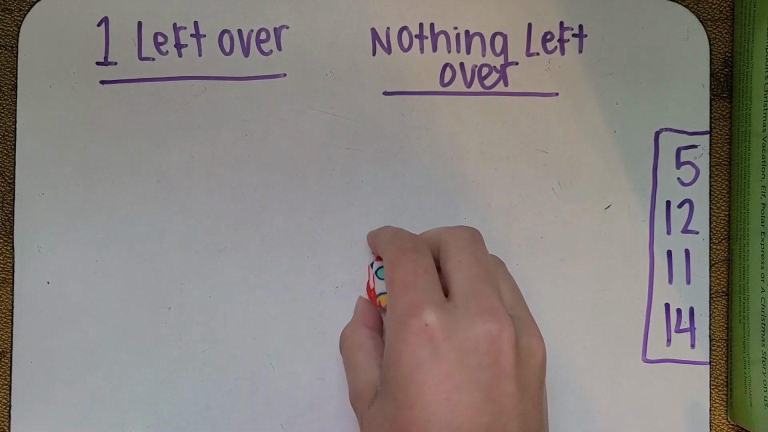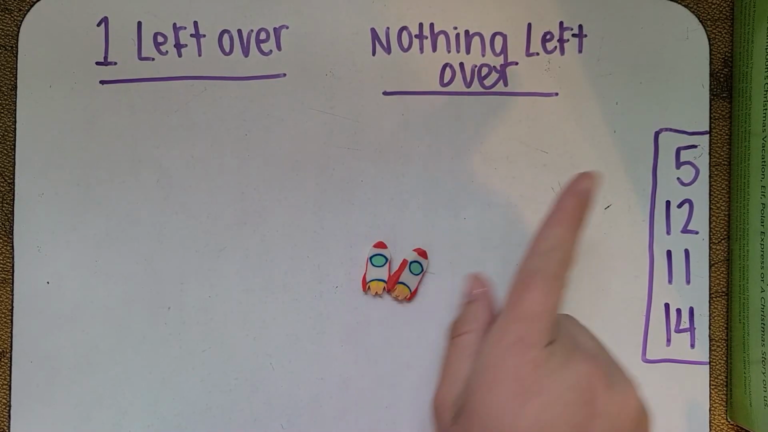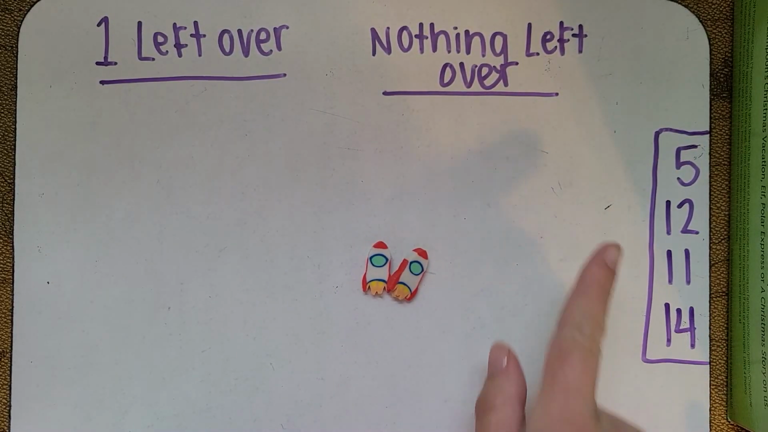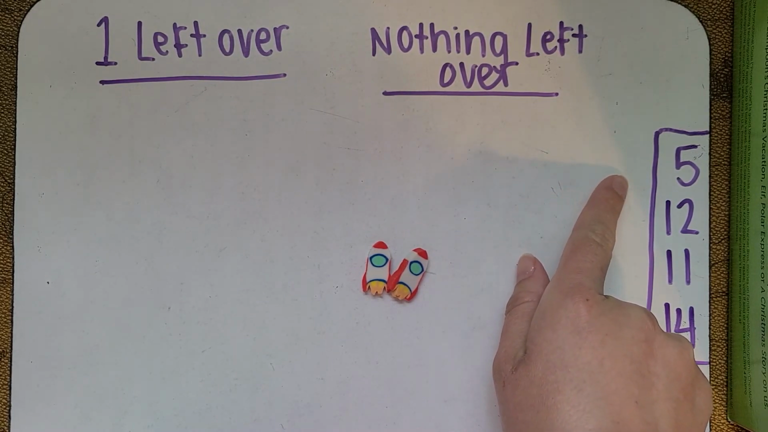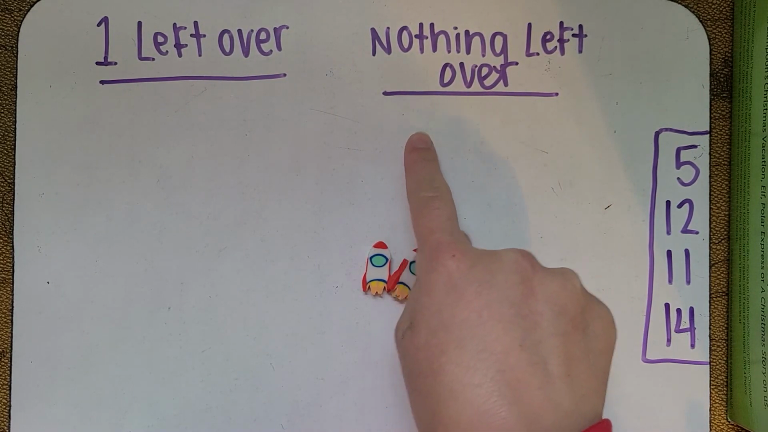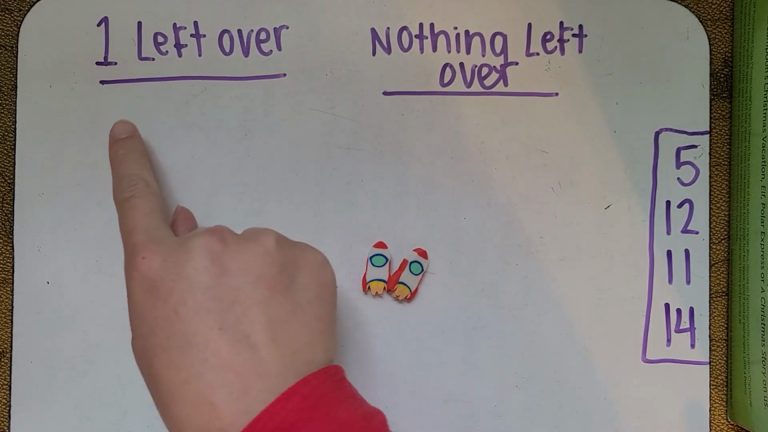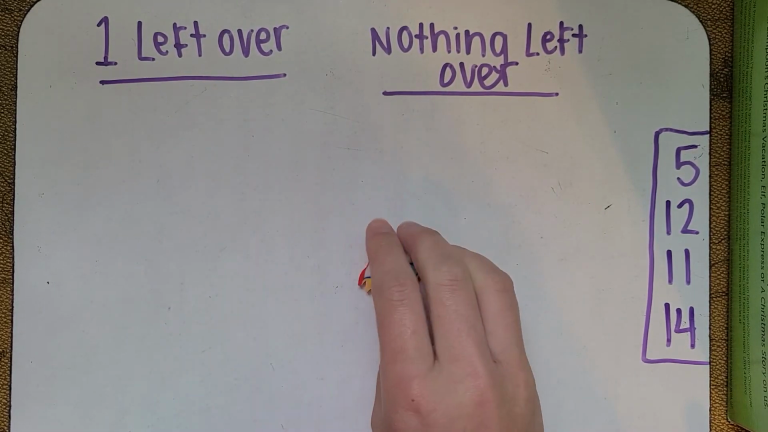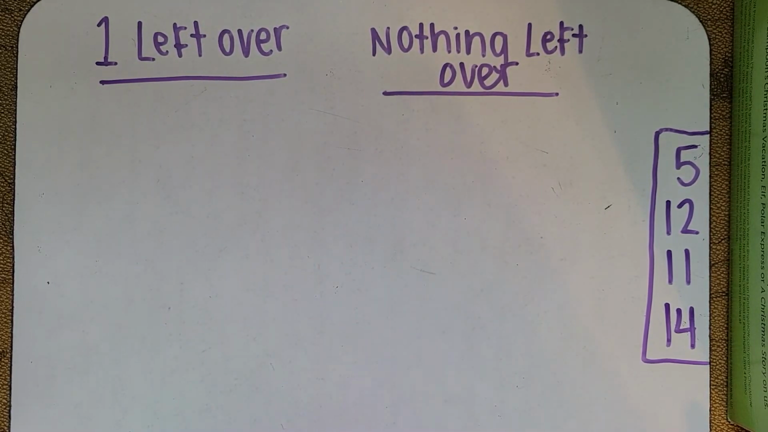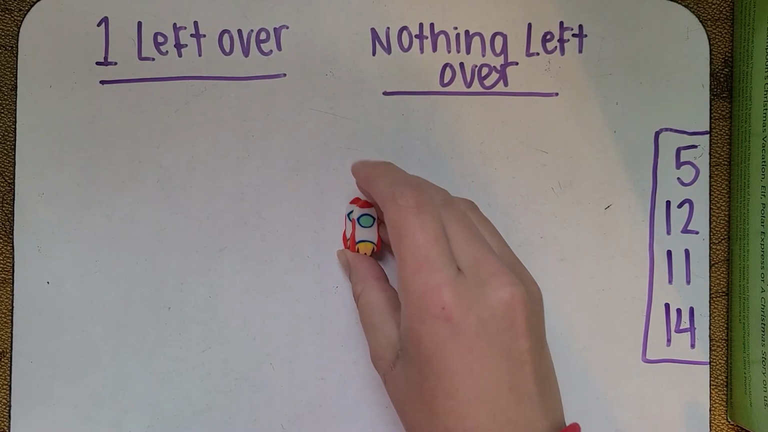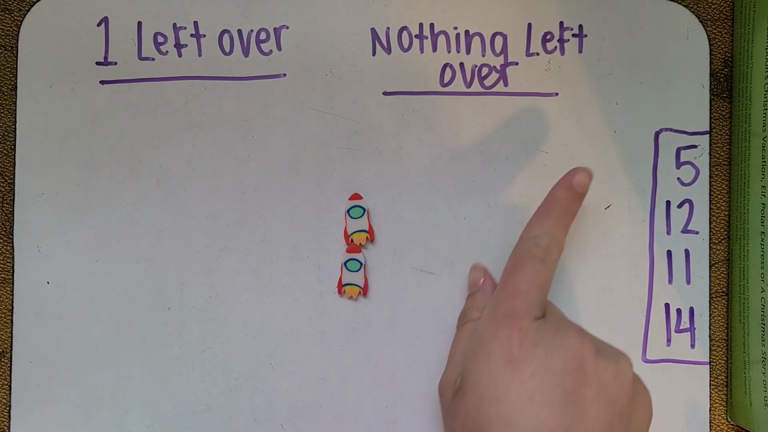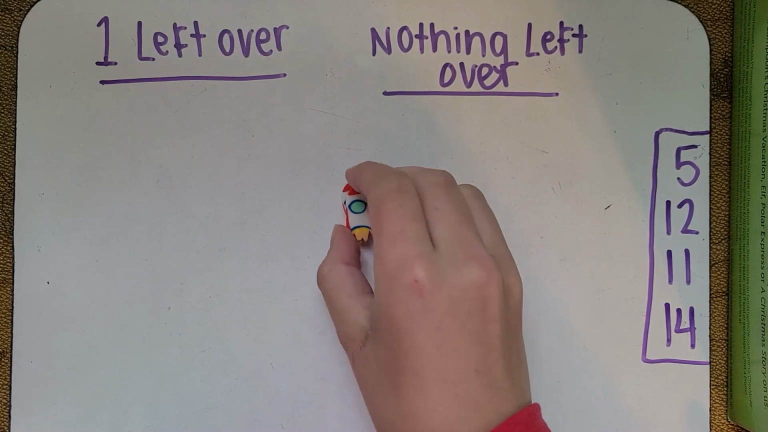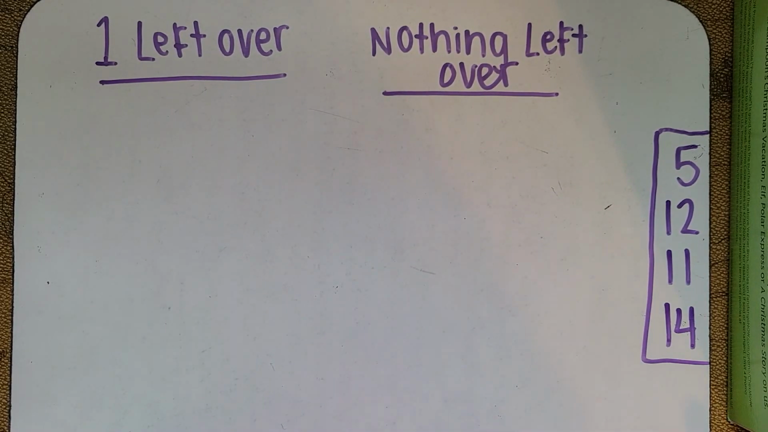I'm going to use our little rocket ship erasers to model these numbers over here. And then we're going to figure out if this number belongs in this column, the nothing left over column, or the 1 left over column. So we're going to start with 5, all right? I'm going to count by 2s though to be making these numbers. So you can count along with me or count along in your head as I model 5. We're going to start with 5.